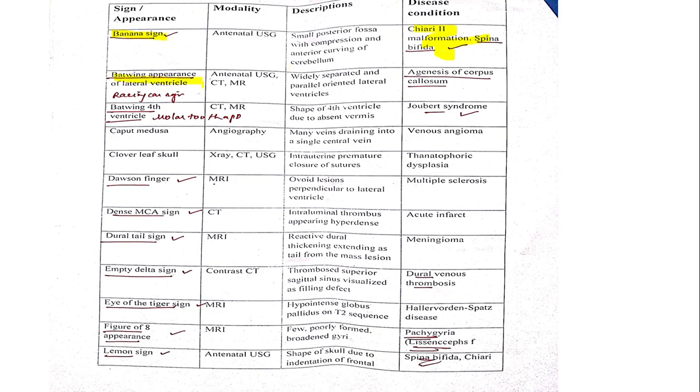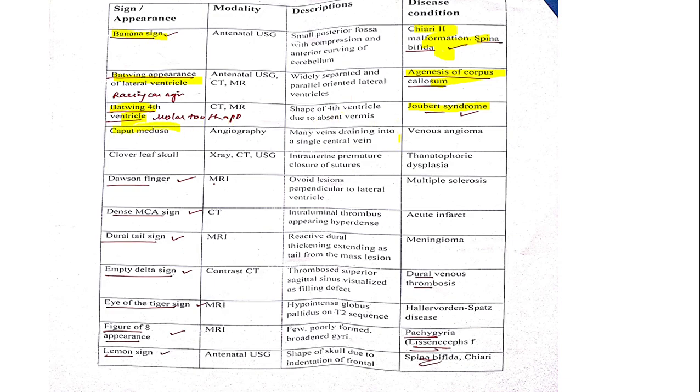Bat wing appearance of the lateral ventricle is seen in agenesis of corpus callosum. This is due to widely separated and parallel oriented lateral ventricles. It is seen in antenatal USG, CT, MRI. Bat wing fourth ventricle is seen in Joubert syndrome. This is due to the shape of fourth ventricle due to absent vermis.